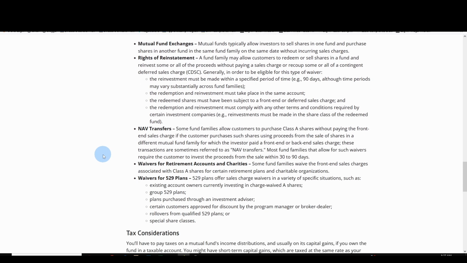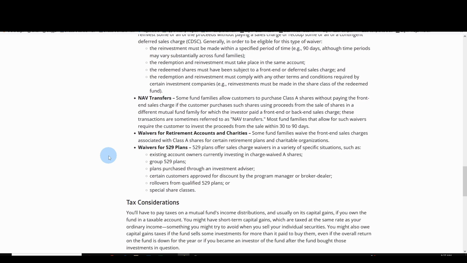Net asset value transfers. Some fund families allow customers to purchase Class A shares without paying the front-end sales charge if the customer purchases such shares using proceeds from the sale of shares in a different mutual fund family for which the investor paid a front-end or back-end sales charge. These transactions are sometimes referred to as NAV transfers. Most fund families that allow for such waivers require the customer to invest the proceeds from the sale within 30 to 90 days. Waiver for retirement accounts and charities. Some fund families waive the front-end sales charge associated with Class A shares for certain retirement plans and charitable organizations.